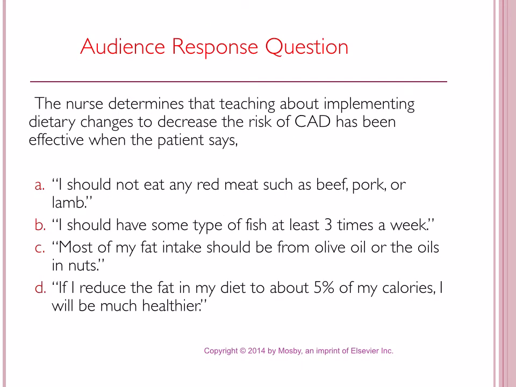The question: the nurse determines that teaching about implementing dietary changes to decrease the risk of CAD has been effective when the patient says, I should not eat any red meat such as beef, pork, or lamb. I should have some type of fish at least 3 times a week. Most of my fat intake should be from olive oil or the oils in nuts. And if I reduce the fat in my diet to about 5% of my calories, I will be much healthier. So look at this question.